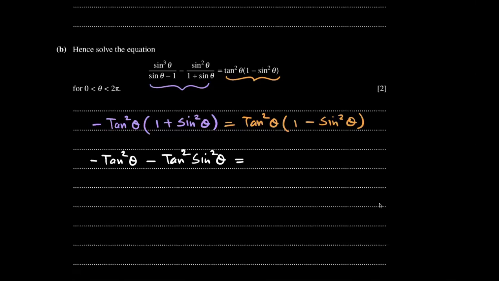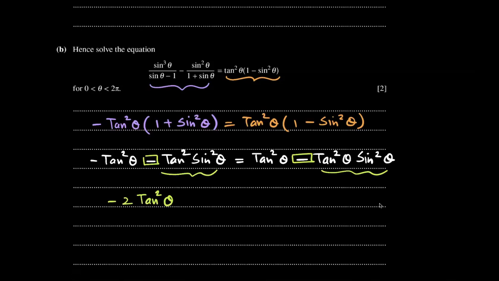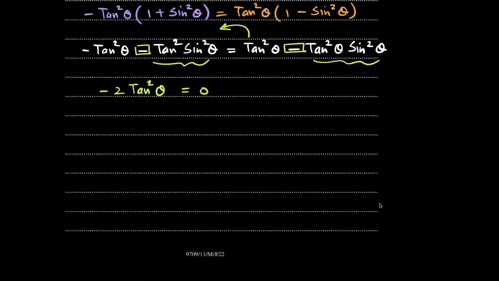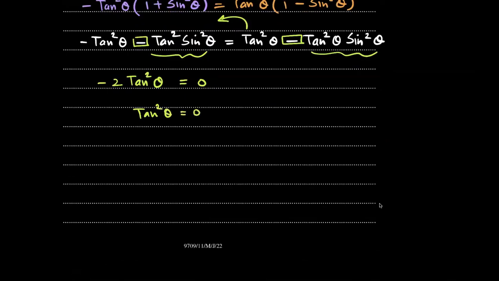And then this is tan square theta minus tan square theta sine square theta. Now, over here, what do we have? Now we can see that yes, these two terms are canceling out. So let's cancel out these two terms. And then we have negative 2 tan square theta. I have transferred this to the other side, equals to how much? Which is 0. So therefore, I'll write tan square theta equals to 0, tangent theta equals to 0.